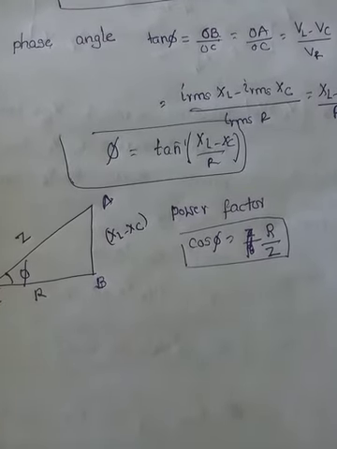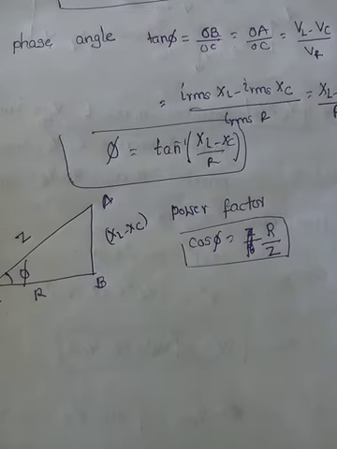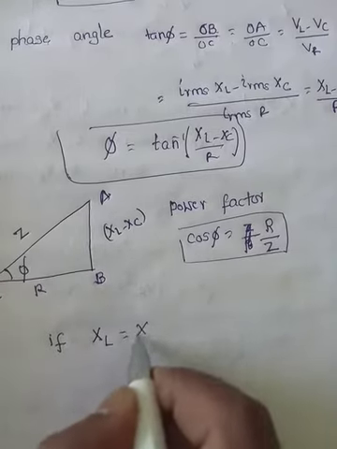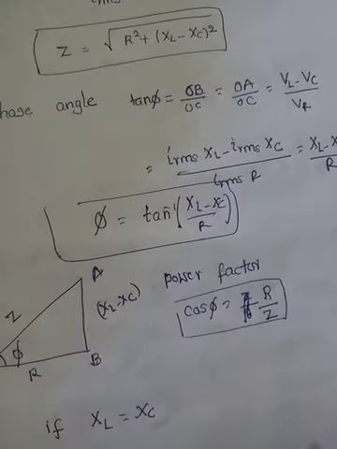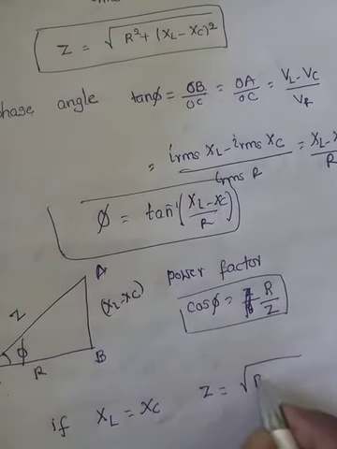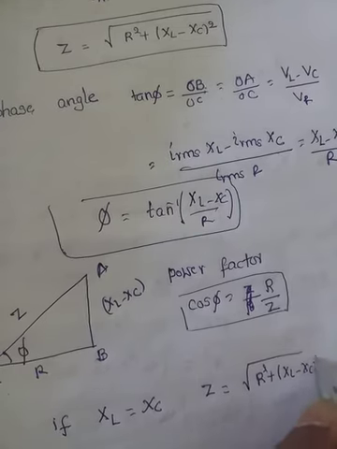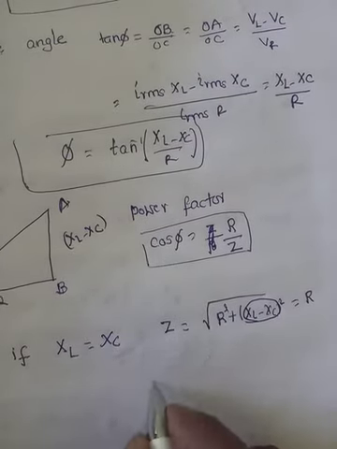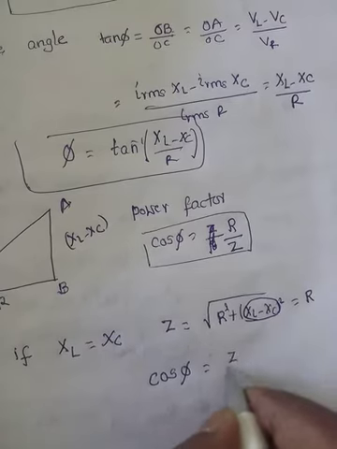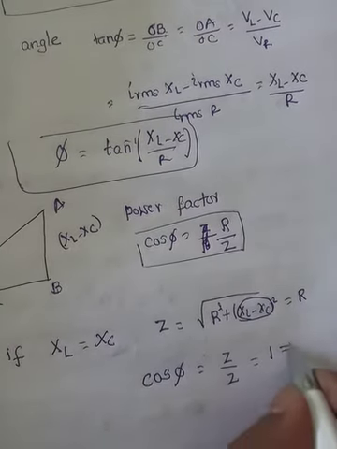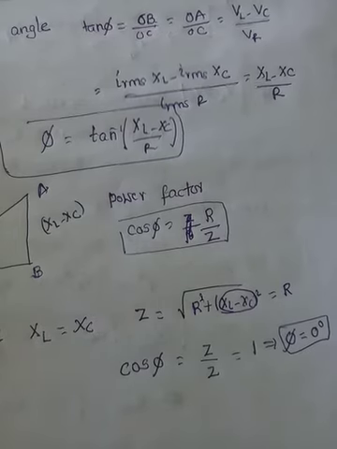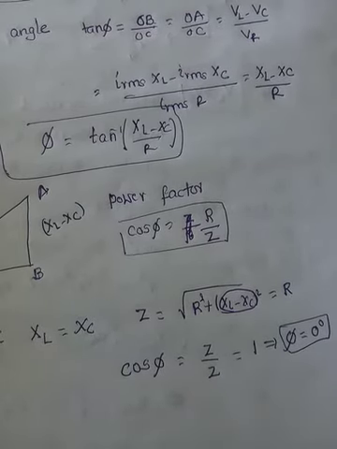Now, in this case, we can apply so many things. What are the things we can apply here? For example, assume that XL is equal to XC. What happens? Z is equal to root of R square plus (XL minus XC) whole square. XL is equal to XC, so this becomes 0. Then Z is equal to R. Then cos phi is equal to R by Z, that is equal to 1. So the phase angle in the circuit is 0. Is it right? So if XL is equal to XC, then the circuit becomes a resistive circuit.